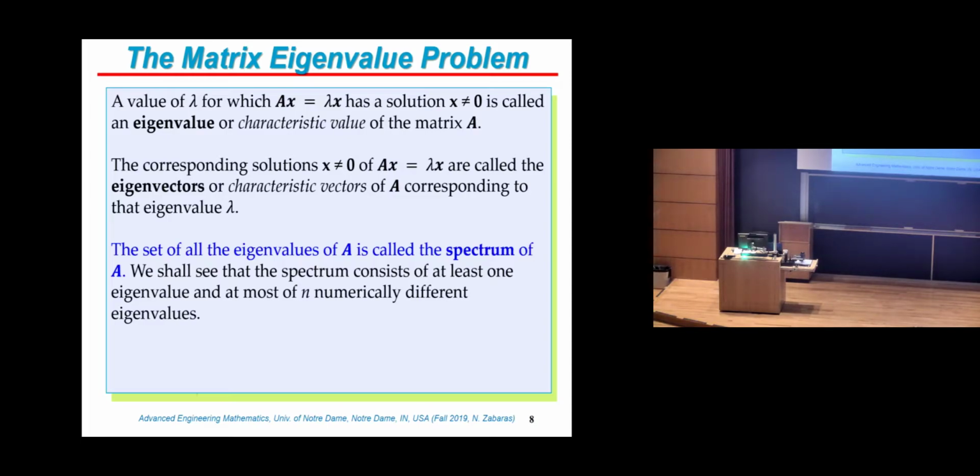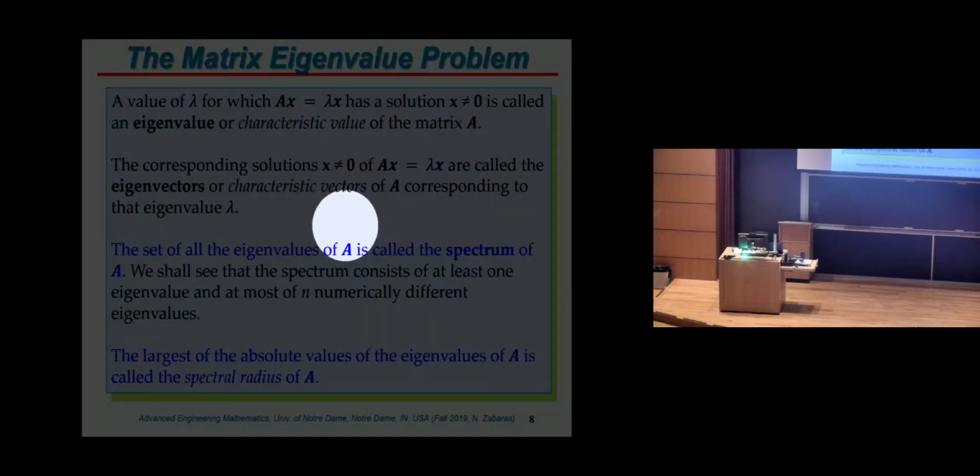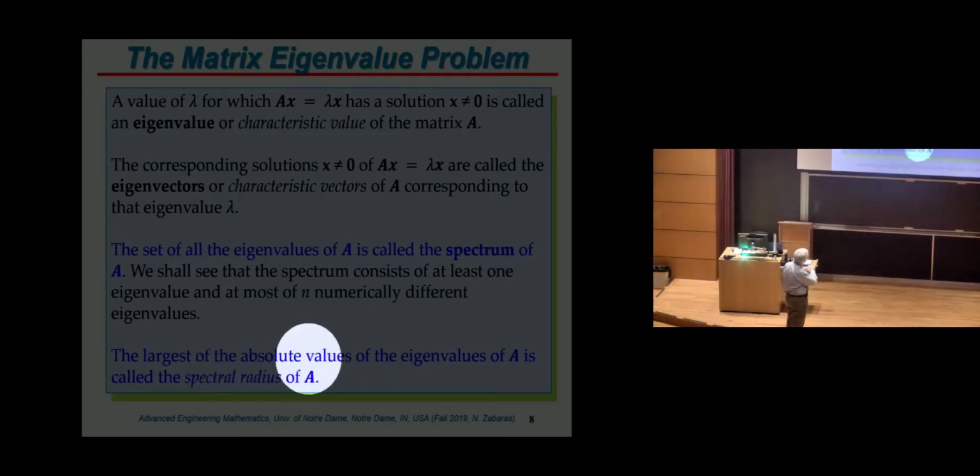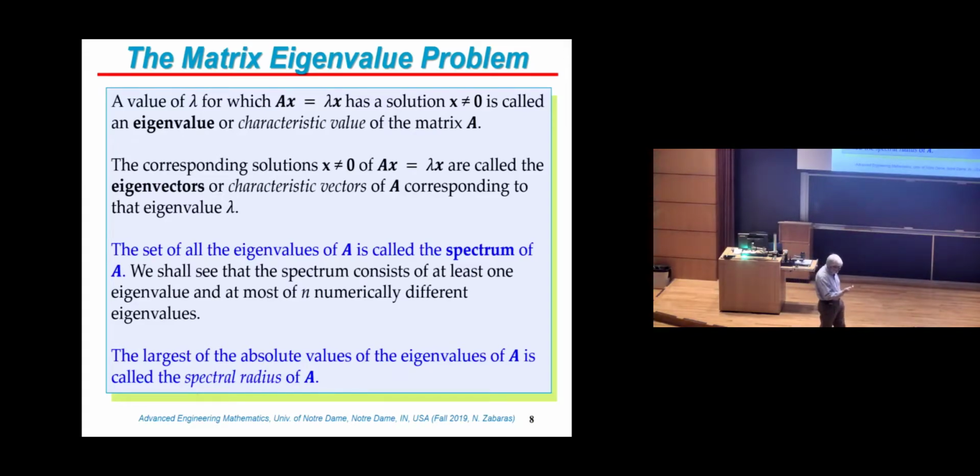So the set of eigenvalues is called the spectrum of A, and the largest of the absolute values of the eigenvalues is called the spectral radius. I am not going to make use of this extensively in this course, but it is of extreme importance in stability analysis. When we discuss differential equations and dynamical systems later on, you will see this becomes a very important concept. The stability of calculations will depend on the spectral radius of the underlying matrix A.